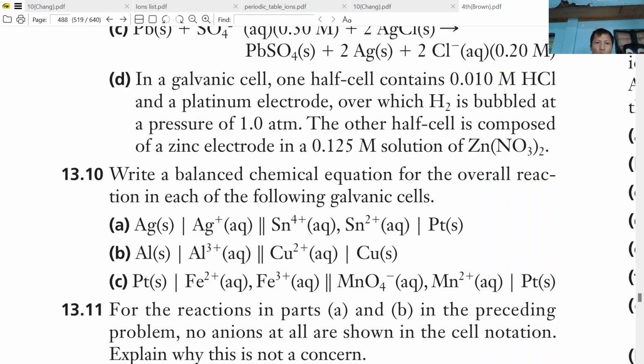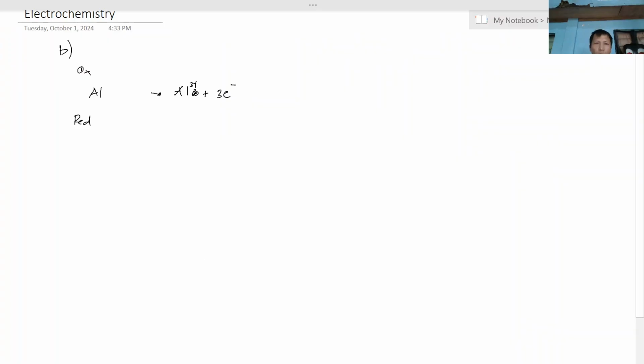You have Cu2+ going to Cu. So Cu2+ going to Cu. So that would be Cu2+, and then it makes Cu. You can see that you need two electrons for this one, two electrons for that one, and that should be balanced already. So you multiply this by 3 and you multiply this by 2.